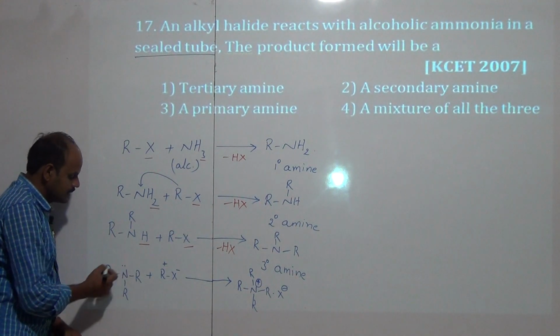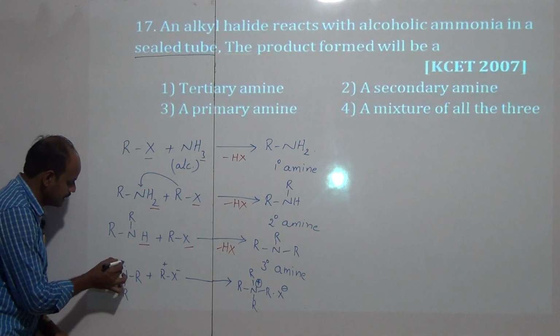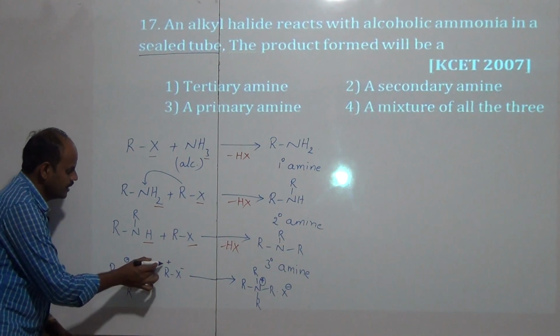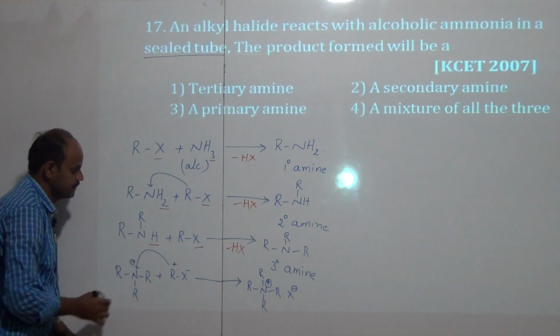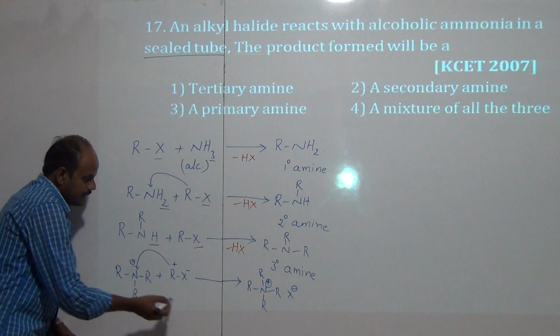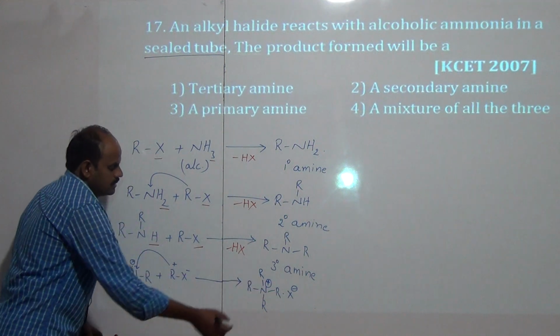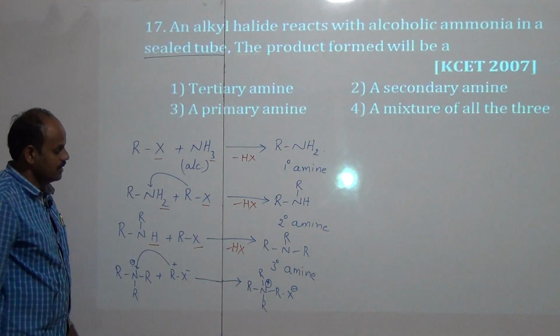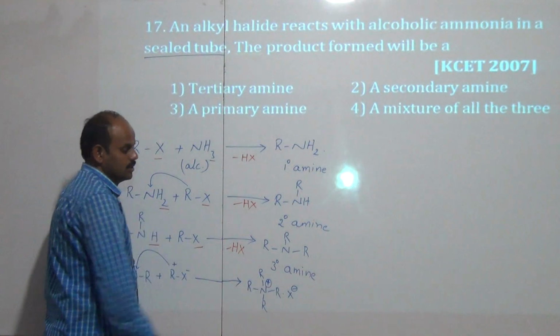Here the lone pair of electrons is present. The lone pair of electrons is nothing but negative charge only. Then the alkyl group is attached on this nitrogen. Okay, X minus is available. After attaching, how many bonds does nitrogen have? Four bonds. Thus it has a positive charge. It is called a quaternary ammonium salt.